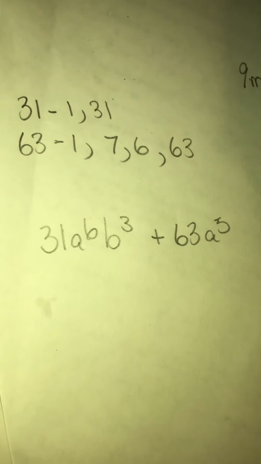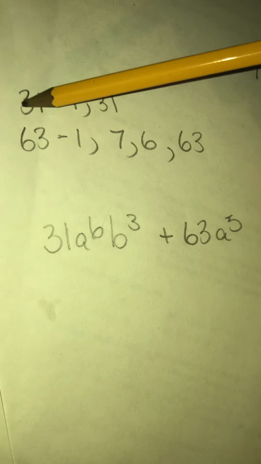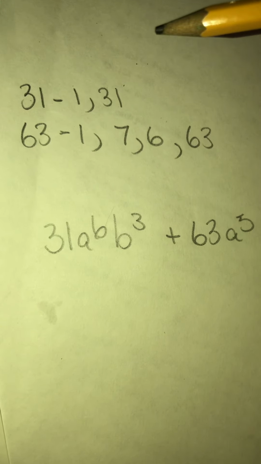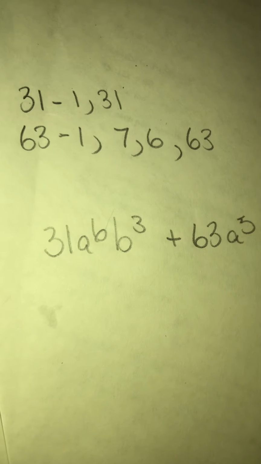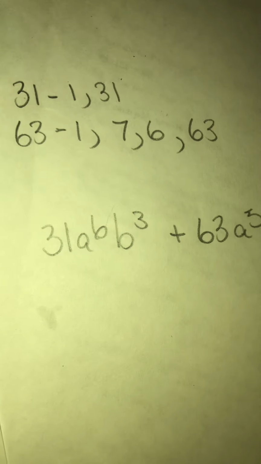Alright everyone, so continuing from where we stopped off, I asked you to check and make sure that the answer that you got for this problem is correct. So here we see that 31 is a prime number, meaning that there's no whole number times another number that gives you 31 other than 1 and 31.